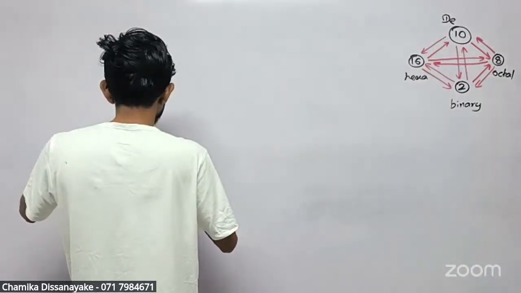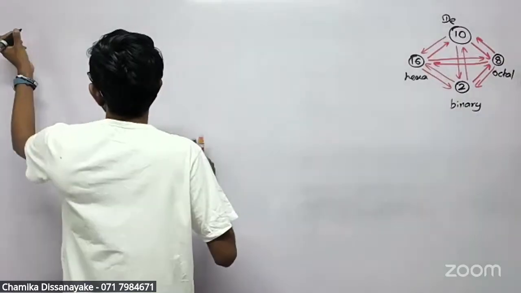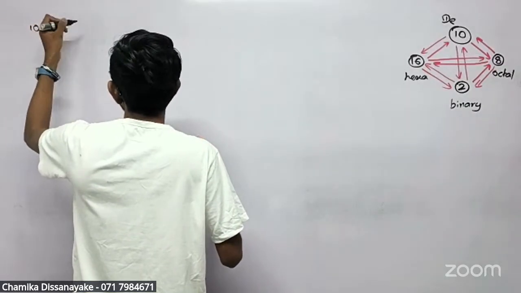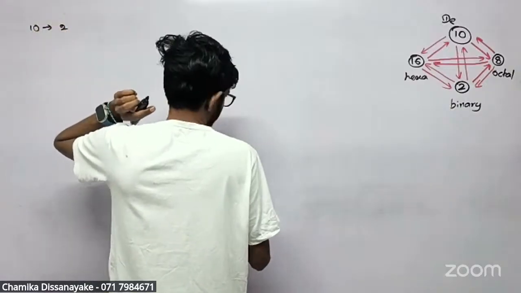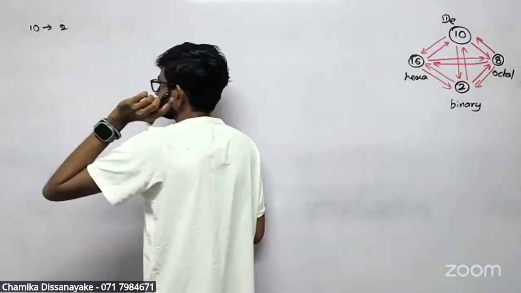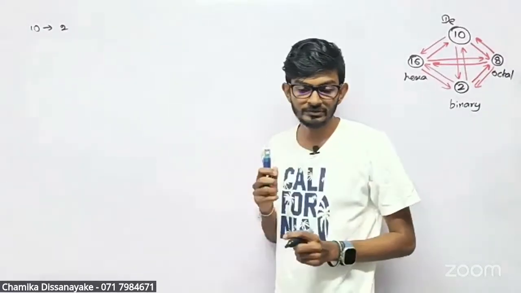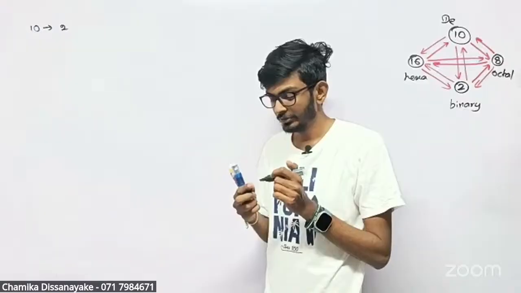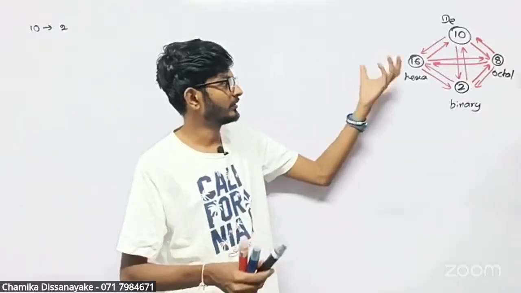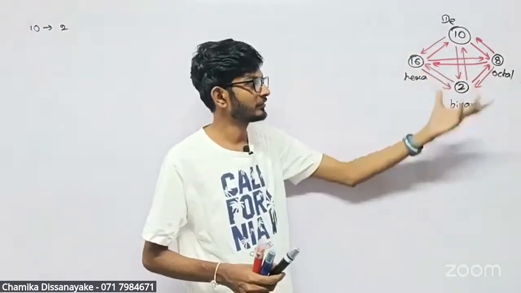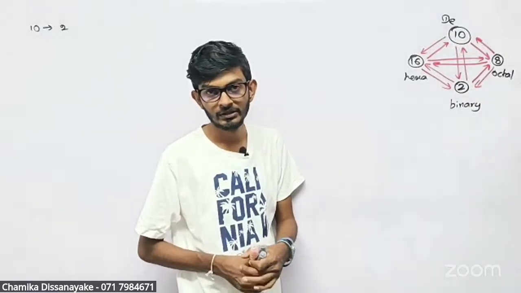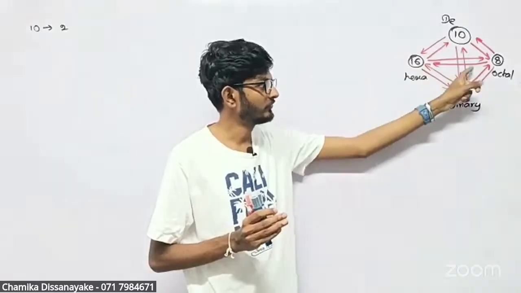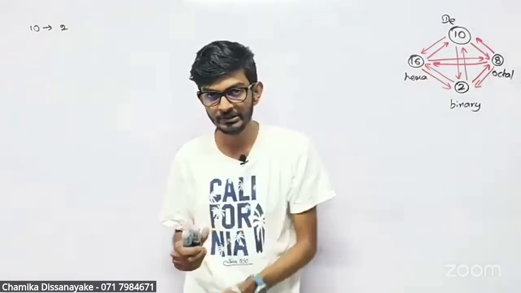Okay. So here we are going to learn decimal to binary. We are going to learn how to convert decimal to binary. It is a very simple method to convert decimal to any of these number systems. The same method is used to convert decimal to any of these number systems. I will tell you.